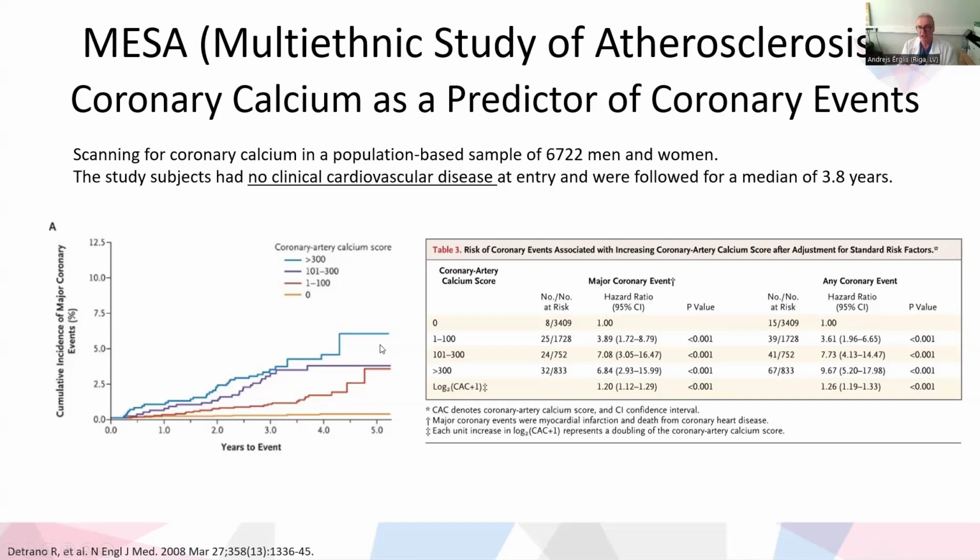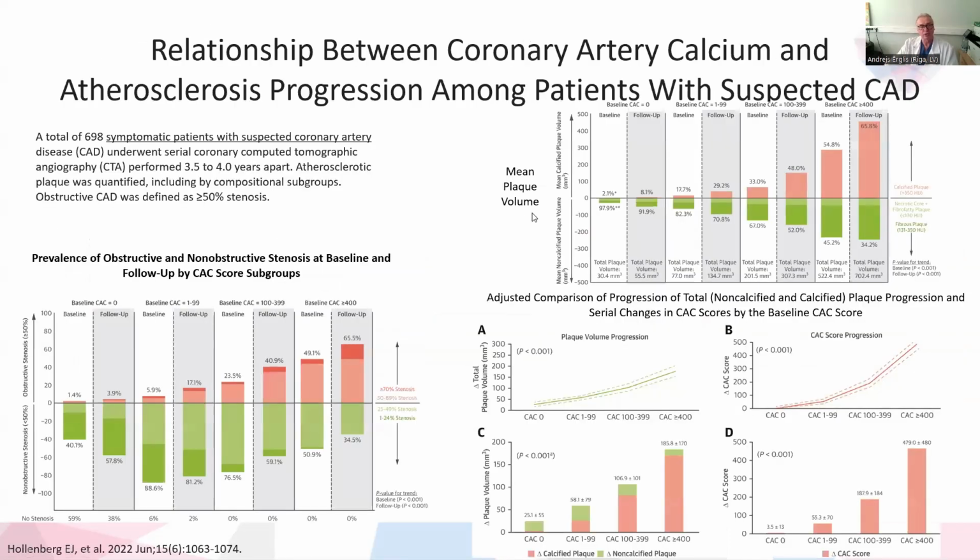Of course, the cut points are changing and everything is changing, but it is very interesting to see how it works even 20, a bit less, years after. And we also see from much more recent studies, like Hollenberg and others, but it's a bit different story. There are around 700 symptomatic patients with suspected coronary artery disease.